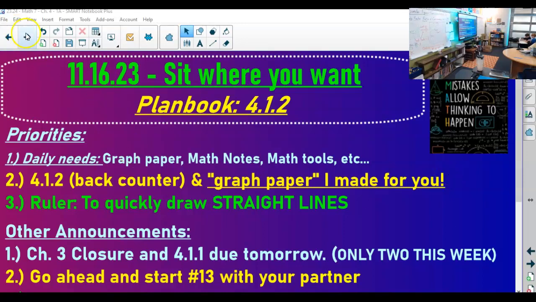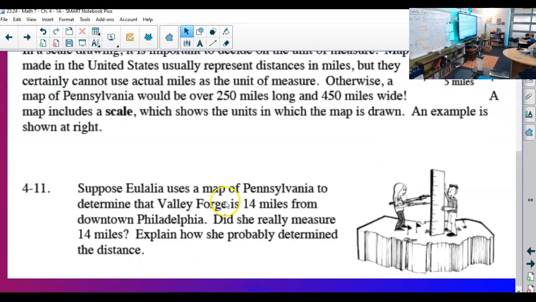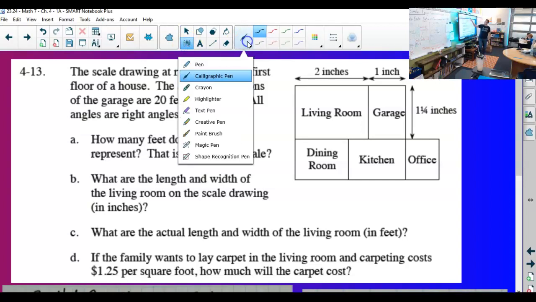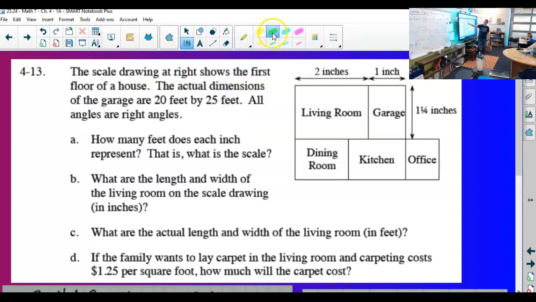All right. We should be looking at not this problem, but this problem. So the 20 by 25 feet goes to which room? The garage.